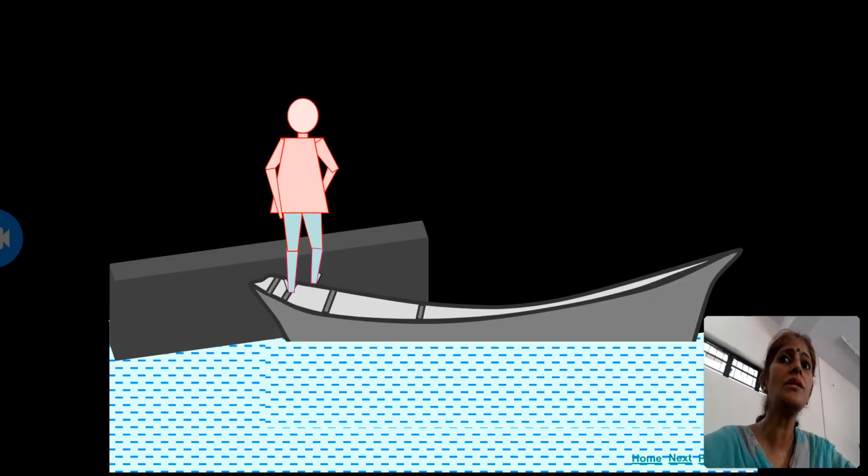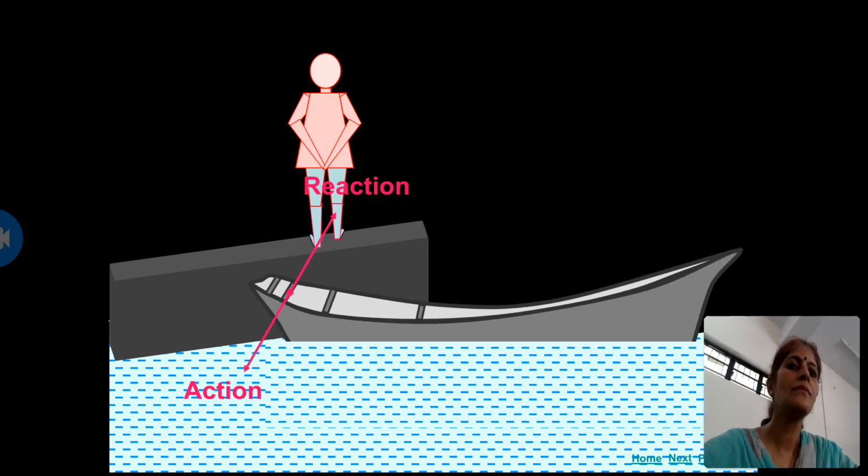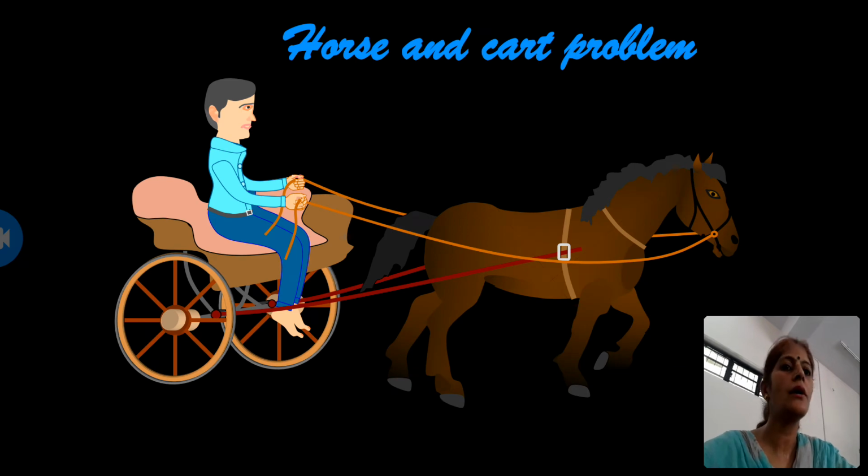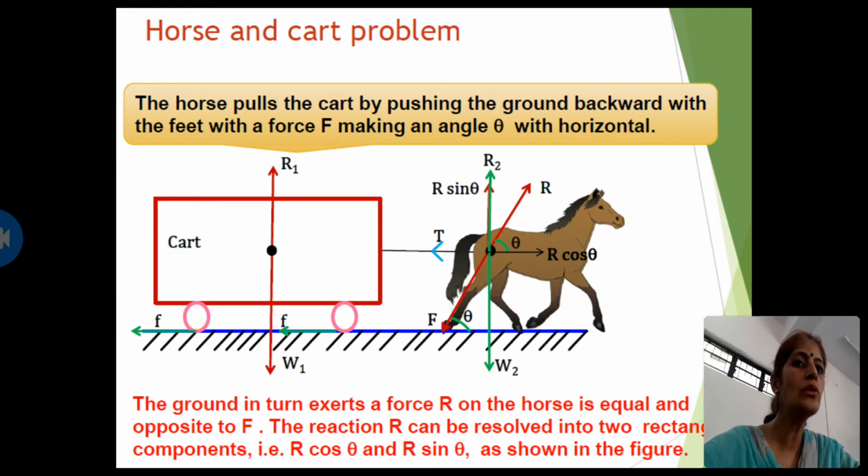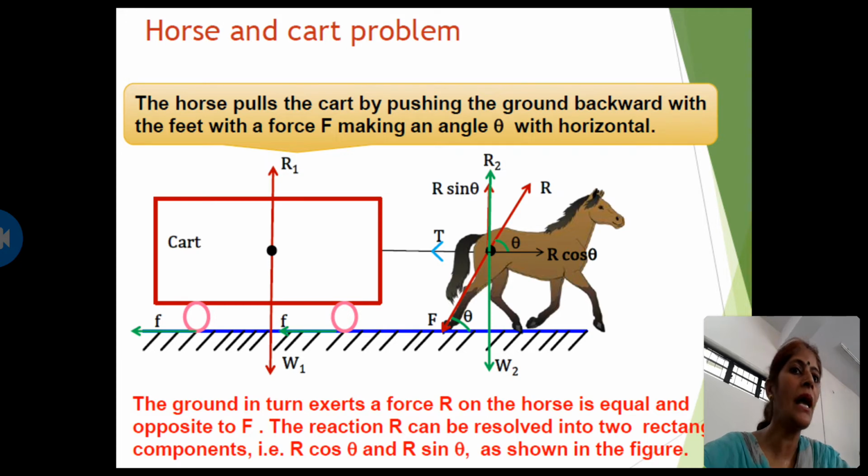Next is when a person jumps out of a boat, he pushes the boat in the backward direction. Now according to Newton's third law, the boat exerts an equal force on the person in the forward direction. Therefore, the person jumps out of the boat and the boat moves backward. Next is the horse and cart problem. The horse pulls the cart by pushing the ground backward with the feet with a force F, making an angle theta with the horizontal.